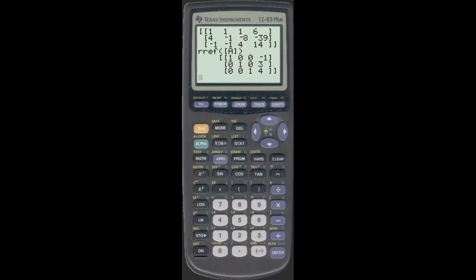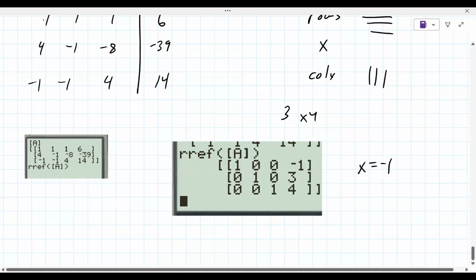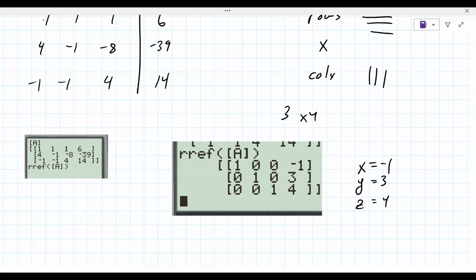Okay, I'm going to go to the other screen here so we can talk about what this means. So the first row means that x equals -1. The second row means that y equals 3. And the last row is z equals 4. There is more to it, but that's kind of the short way of doing it. So in terms of how you answer it, yours is letter A. You're going to choose letter A and then put in -1, 3, and 4 like that.